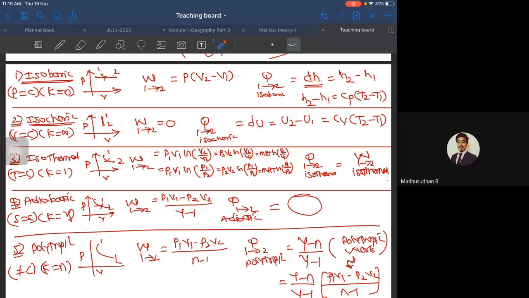Now, how do I calculate the heat flow in case of a polytropic process? Gamma minus n divided by gamma minus 1. Exactly. So you have to multiply gamma minus n divided by gamma minus 1 to the polytropic work, that is P1 V1 minus P2 V2 divided by n minus 1, in order to calculate Q1 to 2 for a polytropic process. Everyone take a screenshot of this particular thing. It's so important.